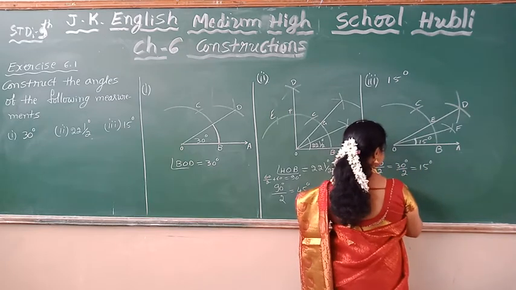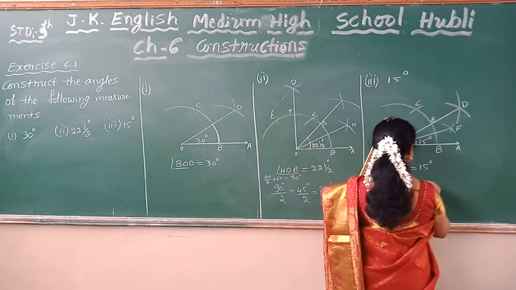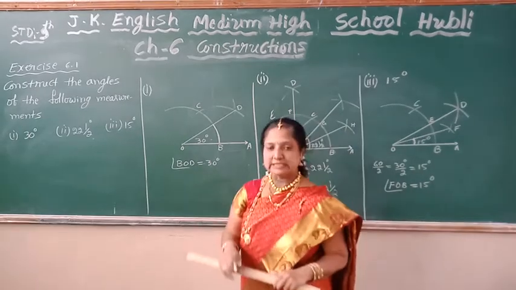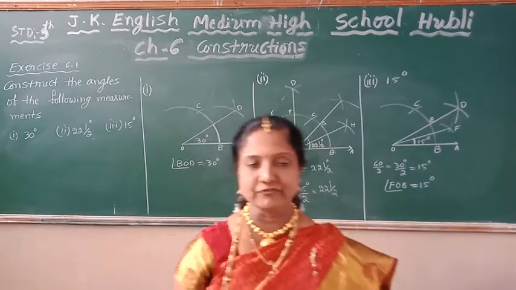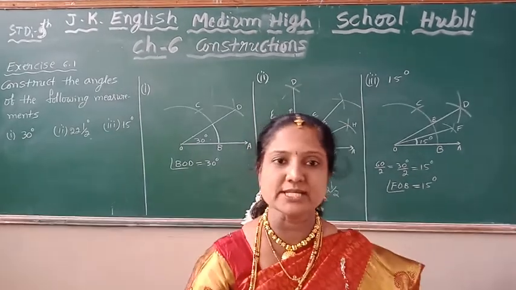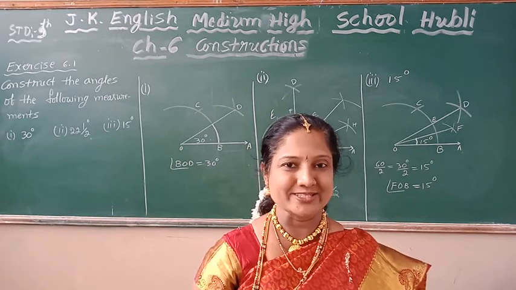So it implies angle FOB is equal to 15 degrees. So we have constructed 30 degrees, 22.5 degrees and 15 degrees. We constructed angles of the following measurements. So we constructed all these three angles, children. Okay, you also construct now.